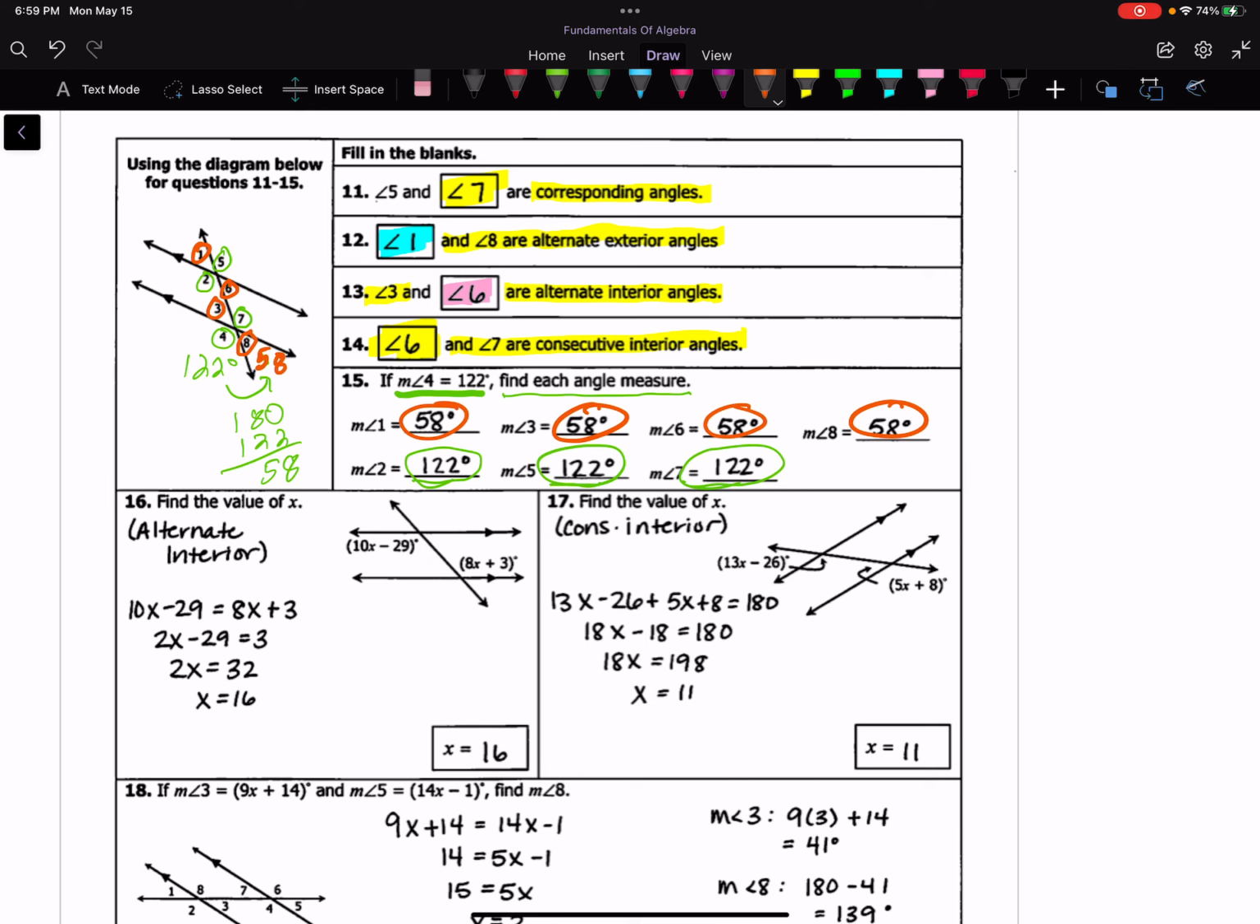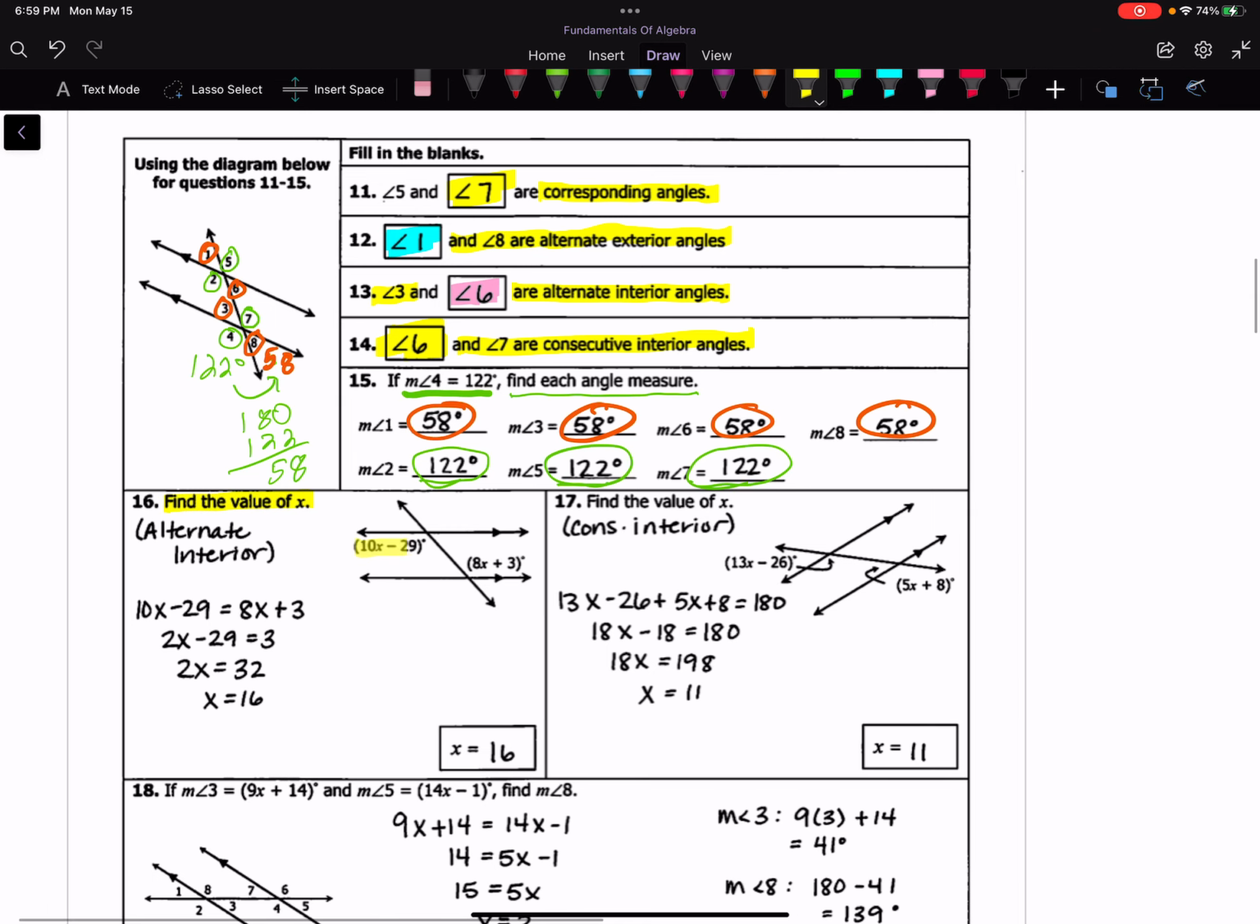Now we're asked to find the value of x. The first thing we notice is that this angle and this angle have to be somehow related, and they are alternate interior angles, and alternate interior angles are congruent. So we set the two equations equal to each other.